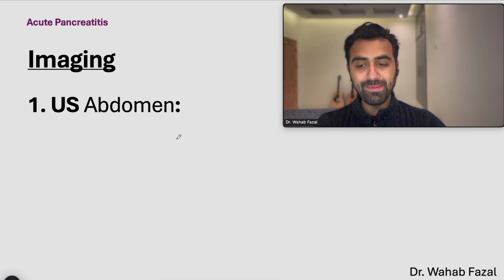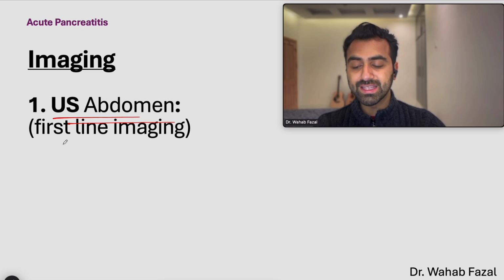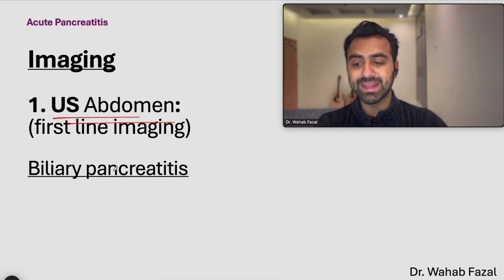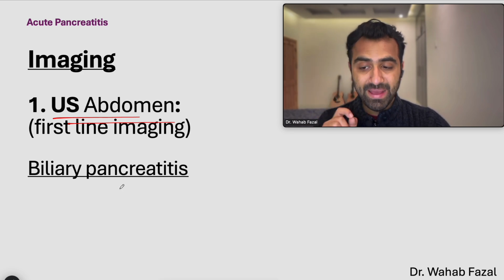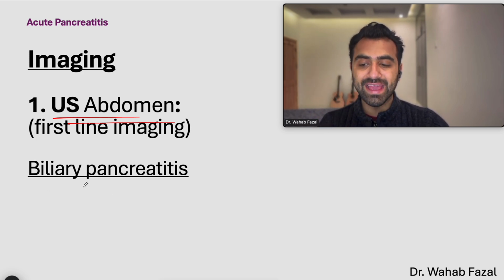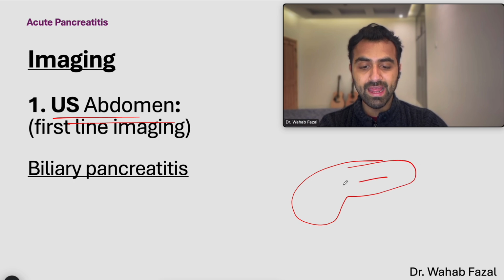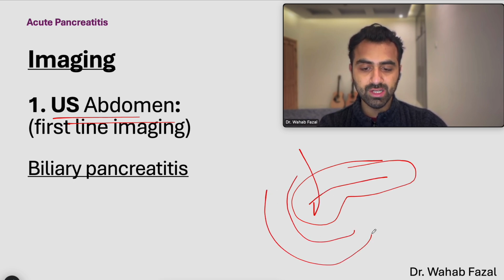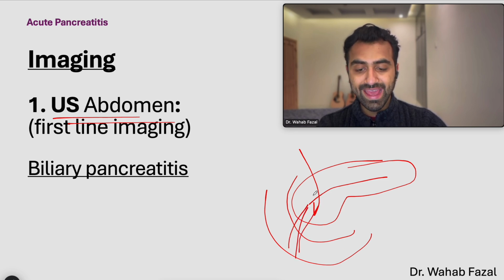So what is the imaging? Well, you can do ultrasound abdomen, which is the first line imaging for acute pancreatitis, and it's best for suggesting biliary pancreatitis. How does it do that? Well, for example, if you look at the pancreas right here, this is the pancreatic duct, this is the CBD. Let's assume this is the duodenum, and the pancreatic duct is opening somewhere around here.